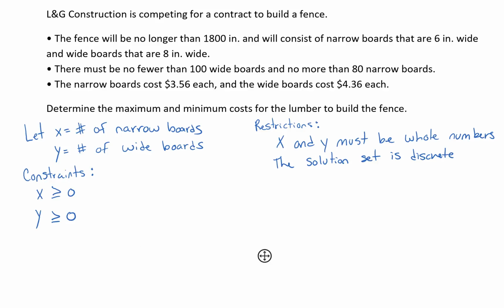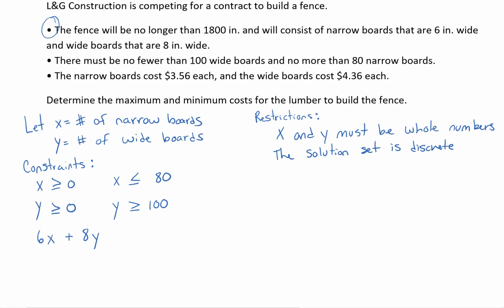What else do we know? We also know from the information they gave us here that there must be no fewer than 100 wide boards and no more than 80 narrow boards. So how would we write that? Greater than or equal to 100 for our wide boards and less than or equal to 80 for the narrow boards. Now there's one other piece of information they're giving us. At the top here, this first bullet, it says the fence will be no longer than 1,800 inches and will consist of narrow boards that are 6 inches wide, wide boards that are 8 inches wide. So what does that look like?